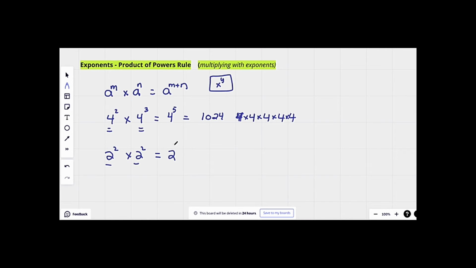2 plus 2 is 4. Now we can solve. So 2 to the power of 4 is 16. Okay, let's do another one.